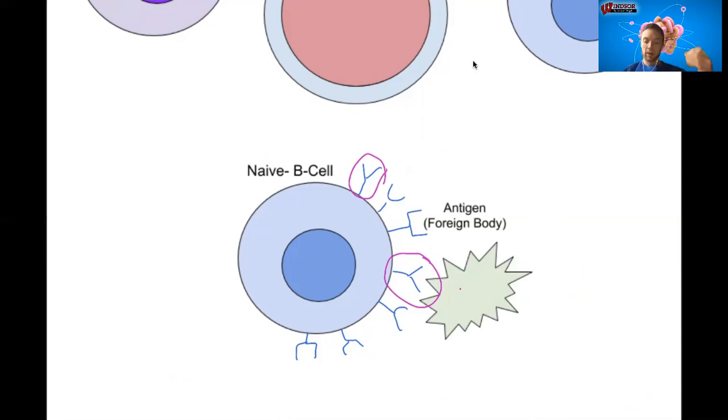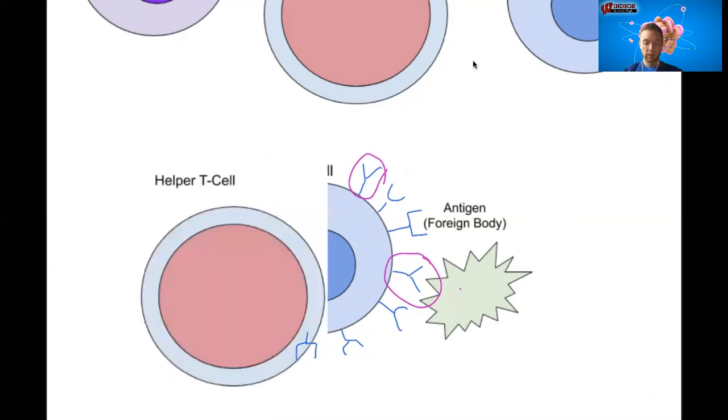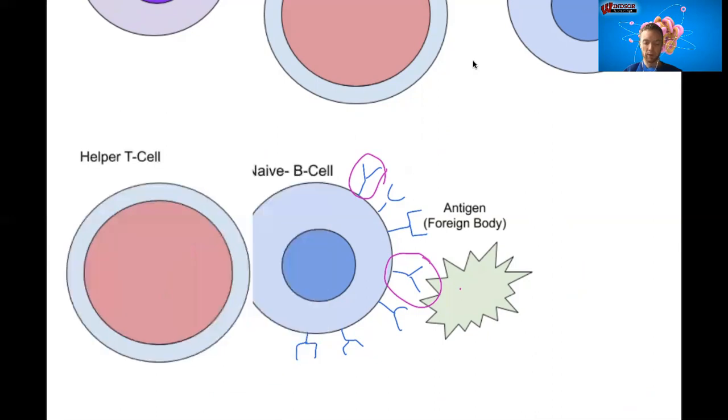So what's going to happen at that point is now we're going to rely on another cell. That cell is what's called a helper T cell. And these guys are going to come up multiple times throughout your immune system. They're one of the most important things in your immune system. They teach your immune system. They're like the educators of your immune system. They initiate a lot of responses.